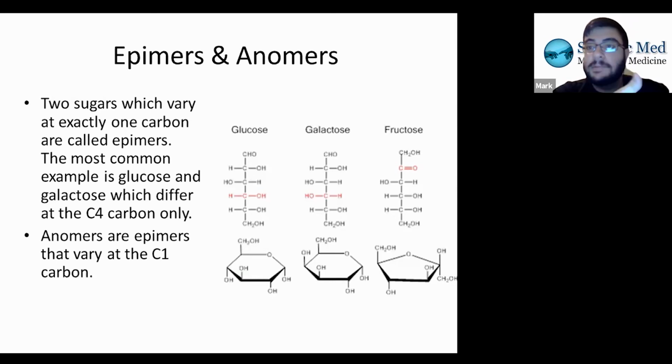Next, we want to talk about epimers and anomers. I always see at least one or two questions on the MCAT very similar to this, where they give you something like glucose and galactose, and they ask you what are these two molecules called, or what is the name of this relationship between these two molecules? And it's called an epimer. So two sugars which vary at exactly one carbon are called epimers. Most common example is glucose and galactose, which only differ at the C4 carbon.